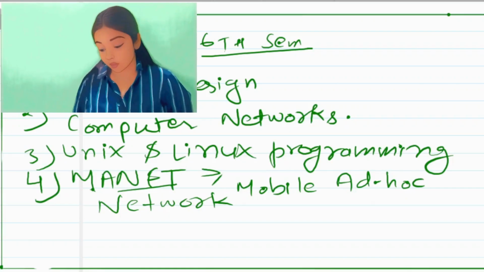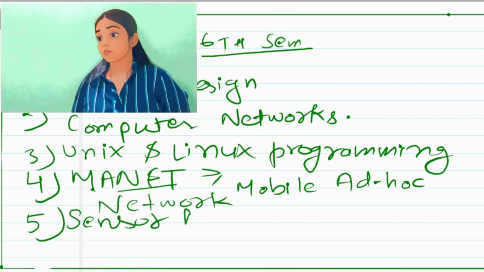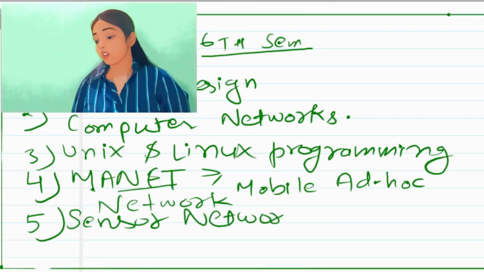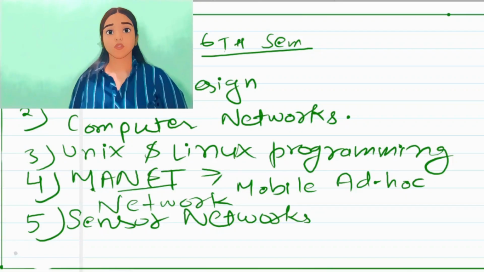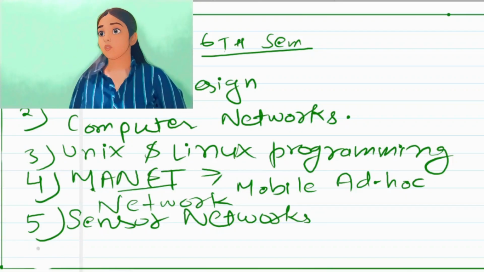Okay, now the fifth subject, it was sensor networks. But it was optional for us. Actually, it was optional for us. I think we chose it from either MANET or Unix and Linux programming. So it was an optional subject for us. Now the last subject was soft skill.